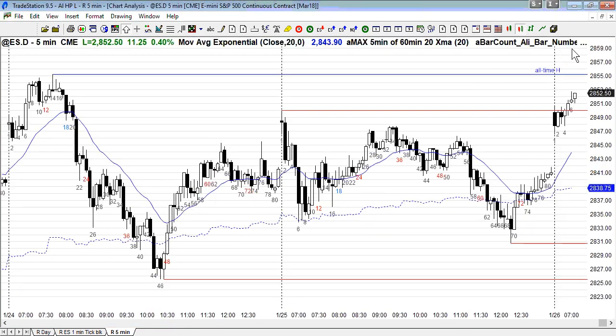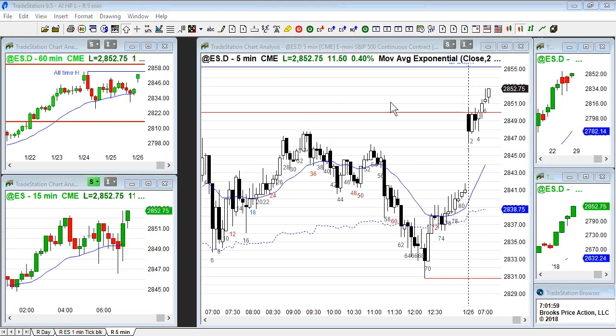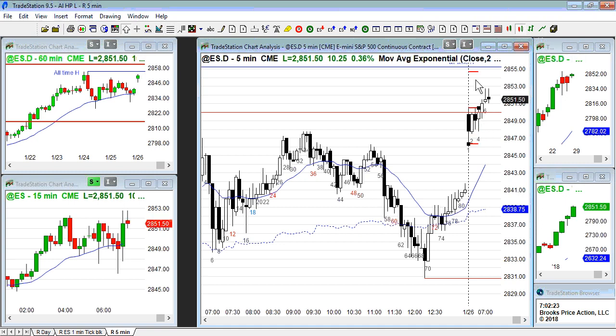All-time high right here, and the 60-minute measured move target is a little bit higher. Another little gap. So as soon as they saw the bull body and the absence of a bear body on 6, some traders just bought the market, and we got a little gap up. Small double top. Measured move up would take us to around the all-time high.